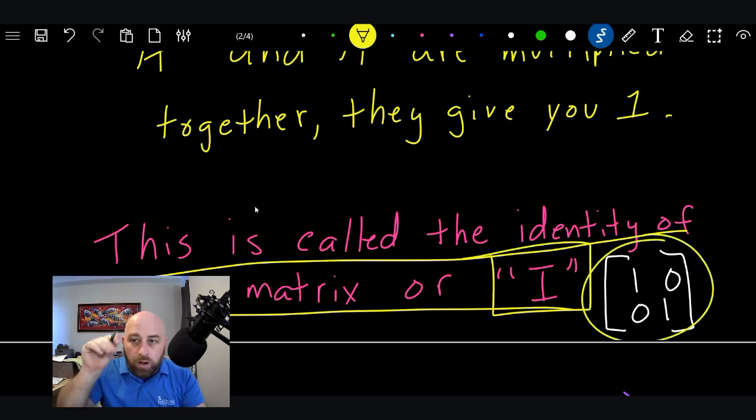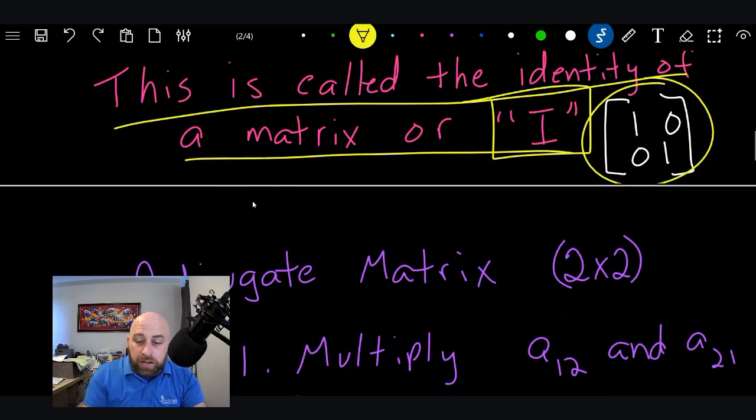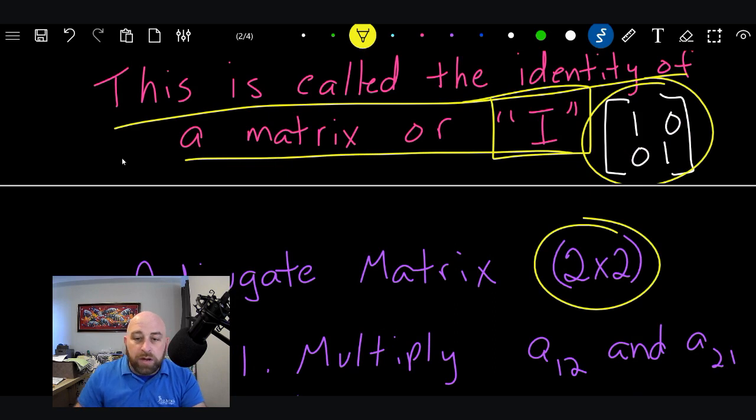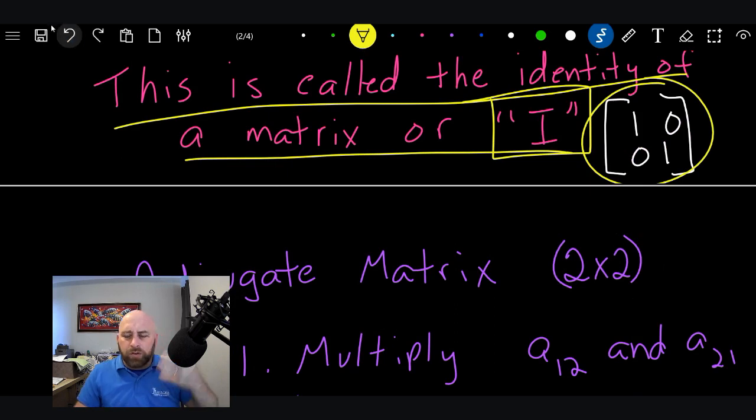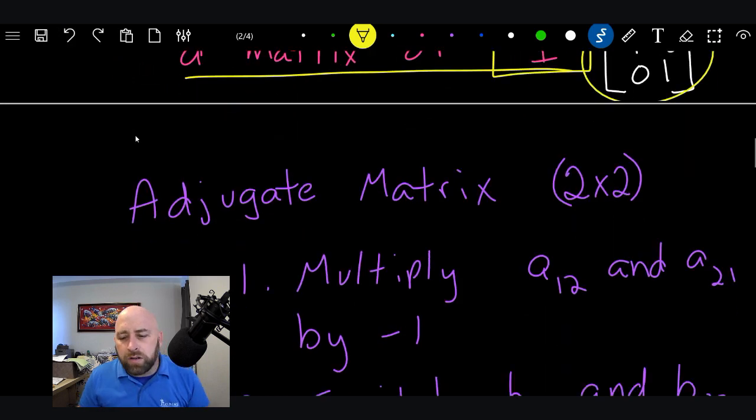That's that 1, 1 for the diagonal, and then the antidiagonal is 0, 0. And this is only with 2 by 2s, okay? So again, we're dealing with 2 by 2s right now. There are other rules that apply for different types of matrices, but we're dealing with the 2 by 2s.